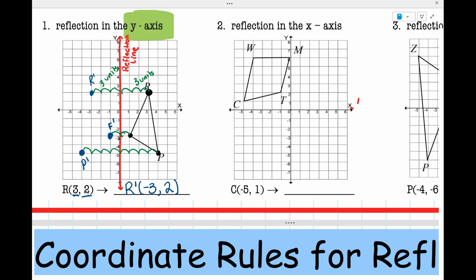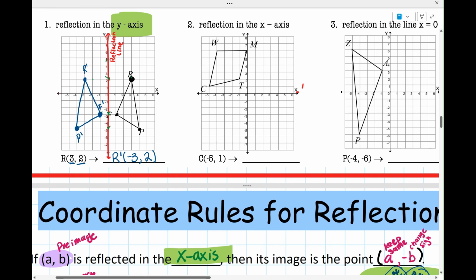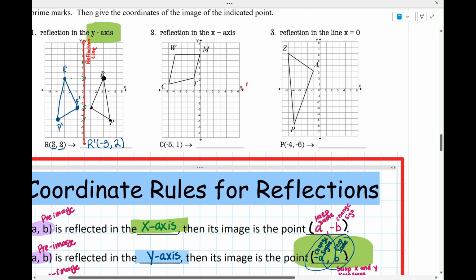Now I'm going to go ahead and just erase all these lines or half circles that I drew when I was counting. That way I don't have too many things going on my graph. So here's my triangle after I reflected across our y-axis. So they should be the same shape, and our triangle should also be the same size. Let's go ahead and look at that second problem.